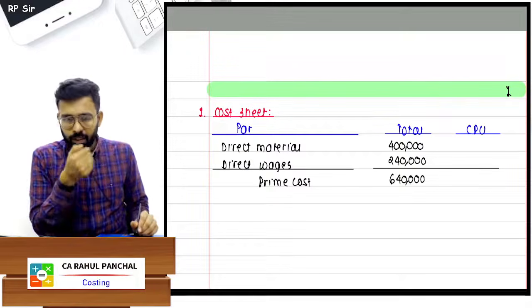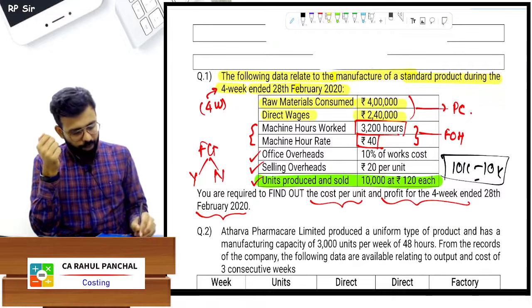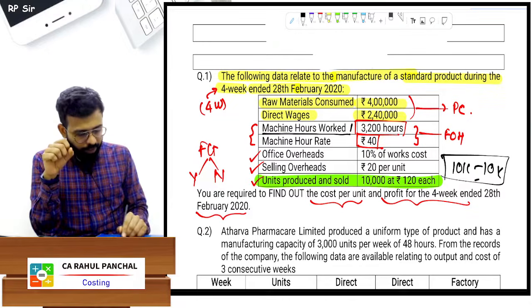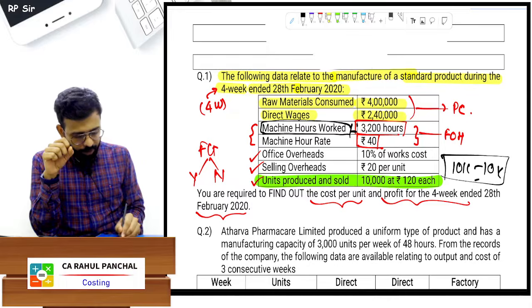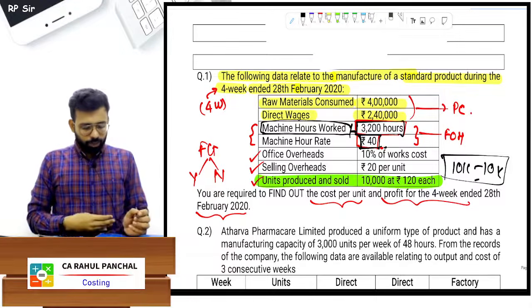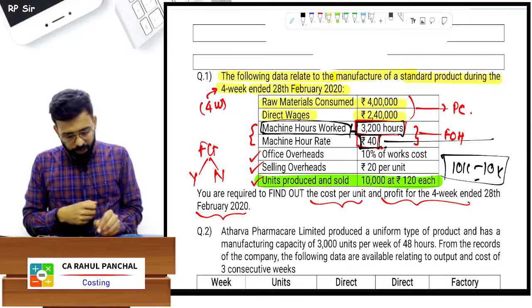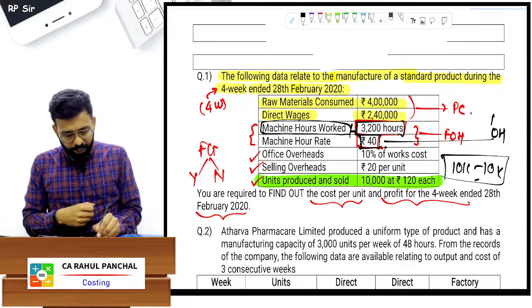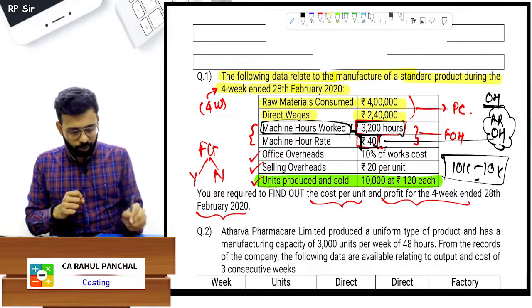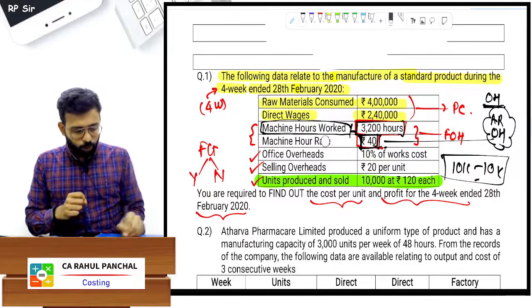Again, then there are overheads. That overhead rate is given: machine hours worked are 3,200 in the factory, and for every hour we have incurred 40 rupees as the machine hour rate. This is known as the overhead absorption rate. That will be studied in detail when we learn the chapter on overheads, including how to calculate this 40 rupees. That we'll study when you learn the overheads chapter.